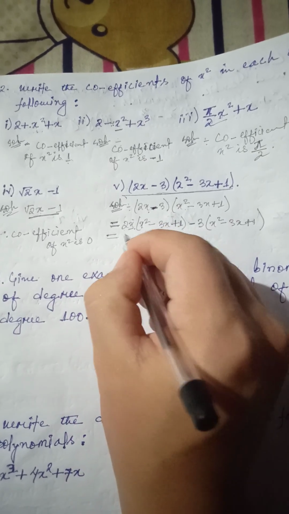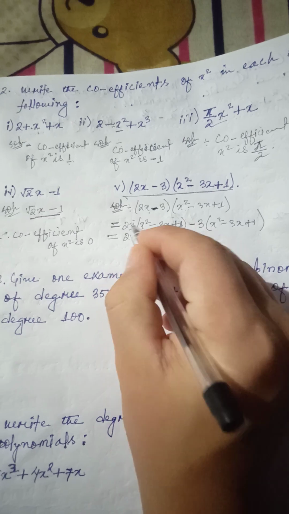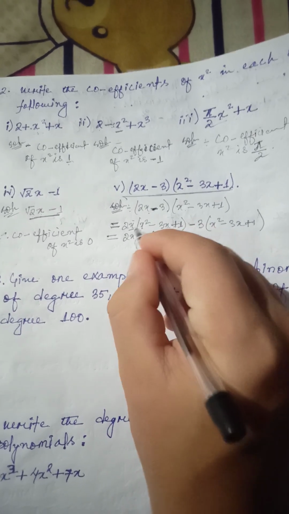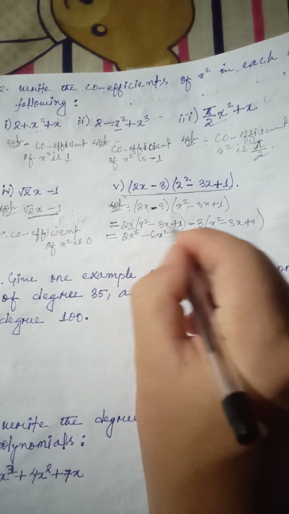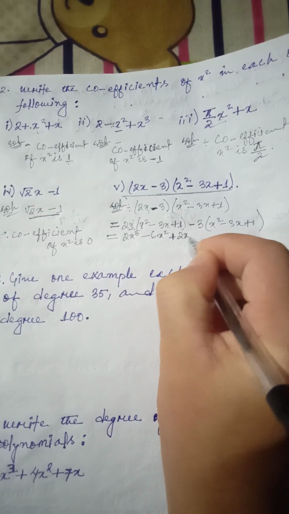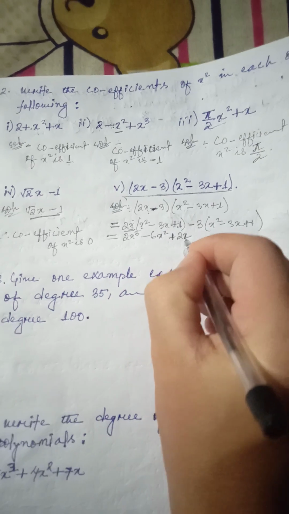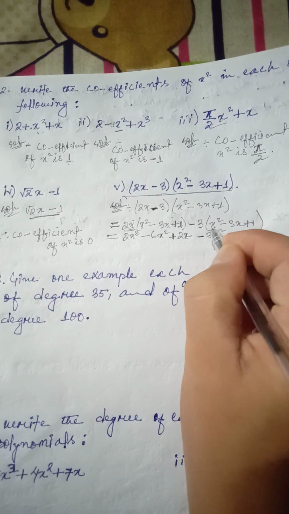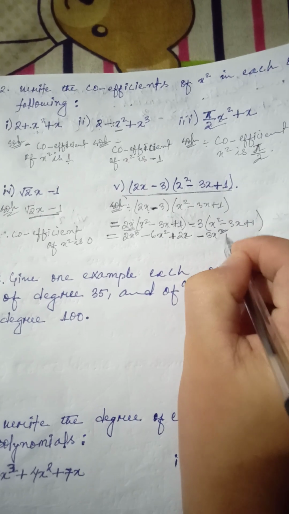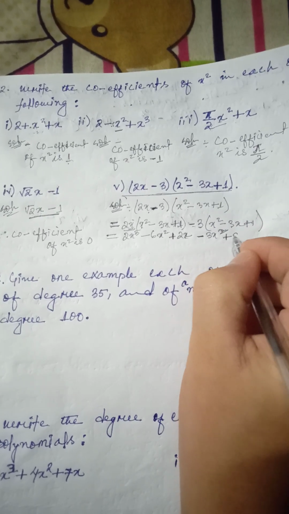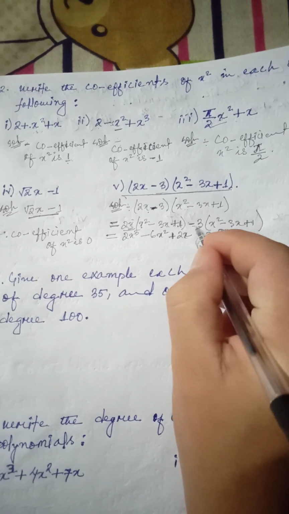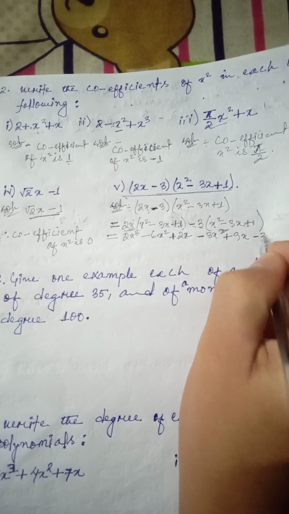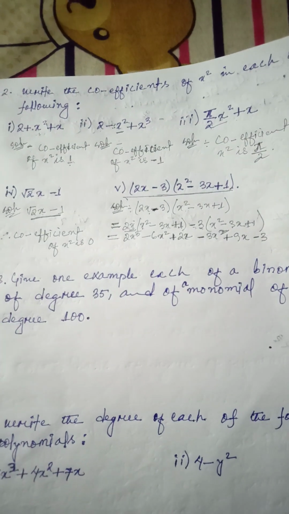Then 2x times x squared will give you 2x cubed. Minus 2x times 3x will give you 6x squared. Plus into plus will give you plus. 2x times 1 will give you 2x. Then root 2 times x squared will give you root 2 x squared. Minus into minus will give you plus. Root 2 times 3x will give you 3 root 2 x. Minus times plus will give you minus. Root 2 times 1 will give you root 2. Okay. Is it clear to all of you?